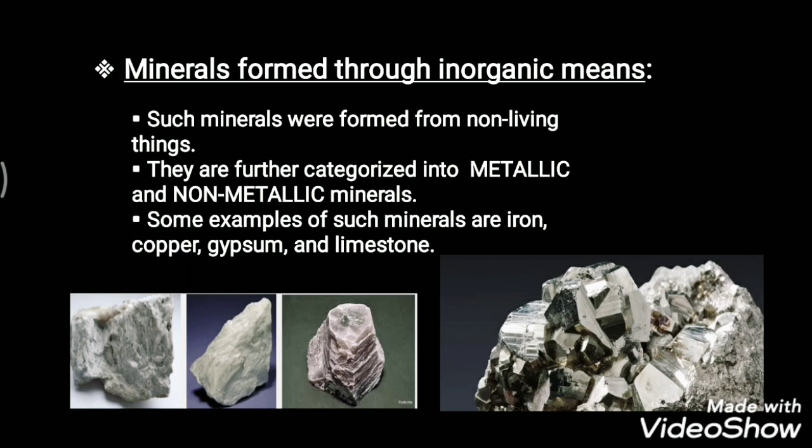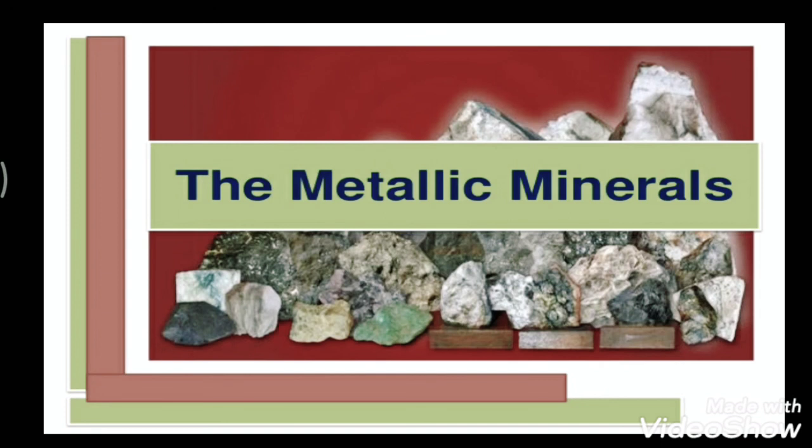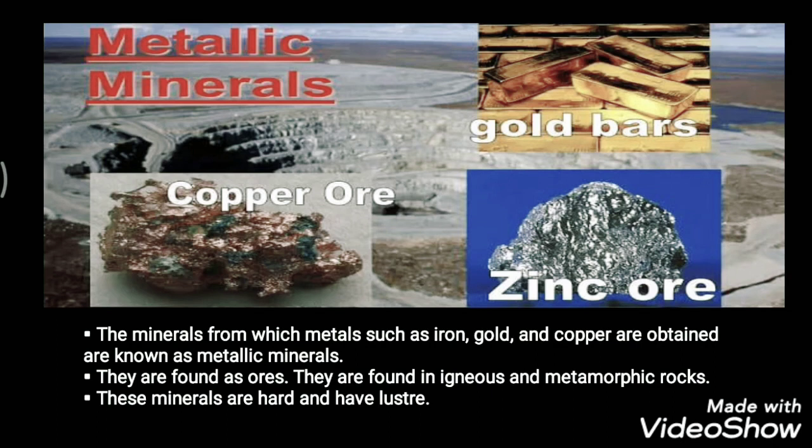Alright, now when we talk about these inorganic means, first come the metallic minerals. Metallic minerals are the minerals from which metals such as iron, gold and copper are obtained. These metallic minerals are found as ores. Most of the metallic minerals are found in igneous and metamorphic rocks. So that's why these minerals are very hard and they have luster, that is, they have a shining physical property. They are shining and glowing.